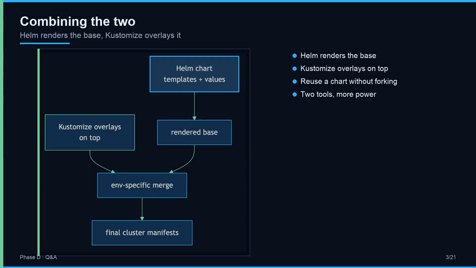overkill. See the combination. The Helm chart produces a rendered base. Then a Kustomize overlay sits on top, merging in your environment-specific changes. The output is the final set of cluster manifests. This is exactly how many teams consume a third-party chart safely. They never edit the chart itself.